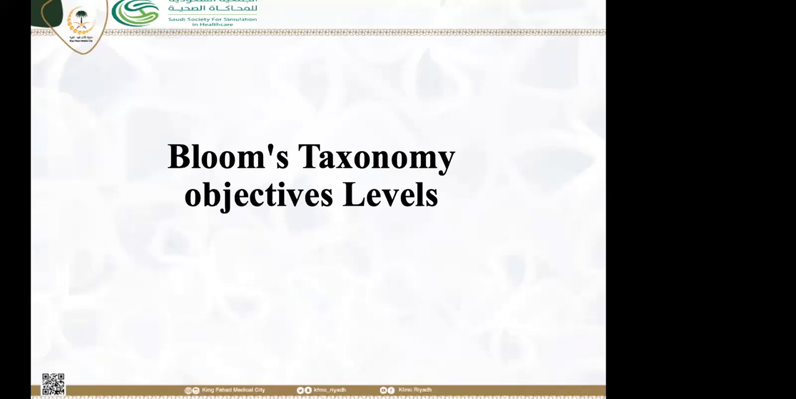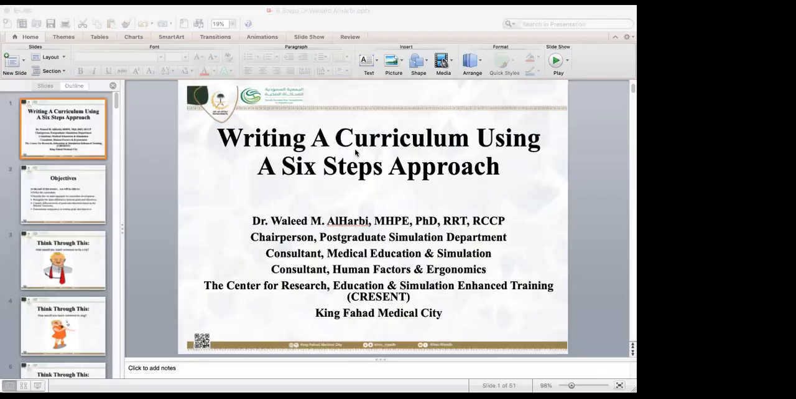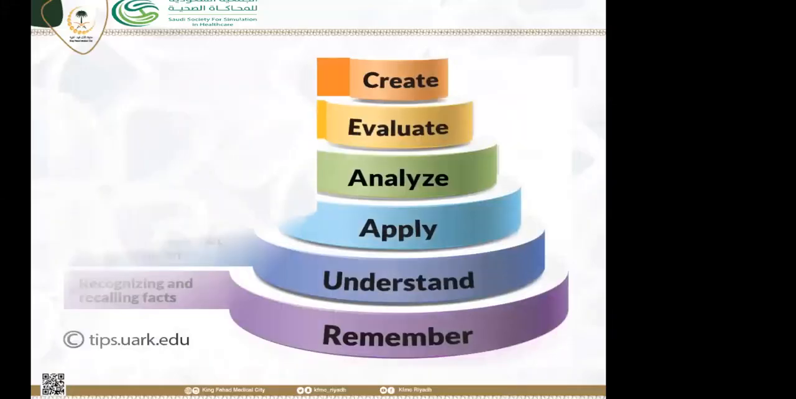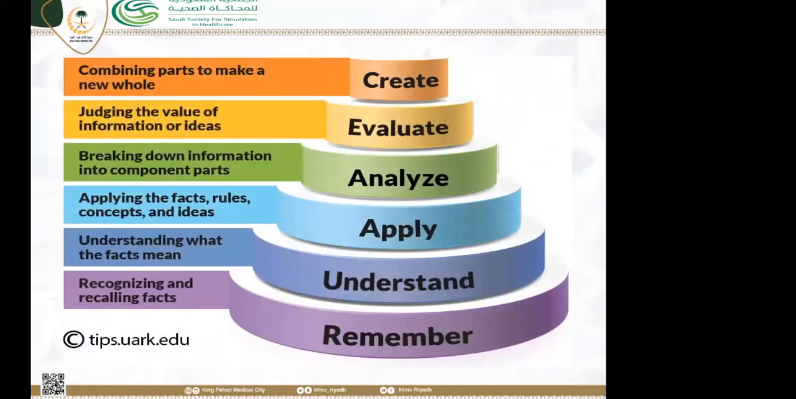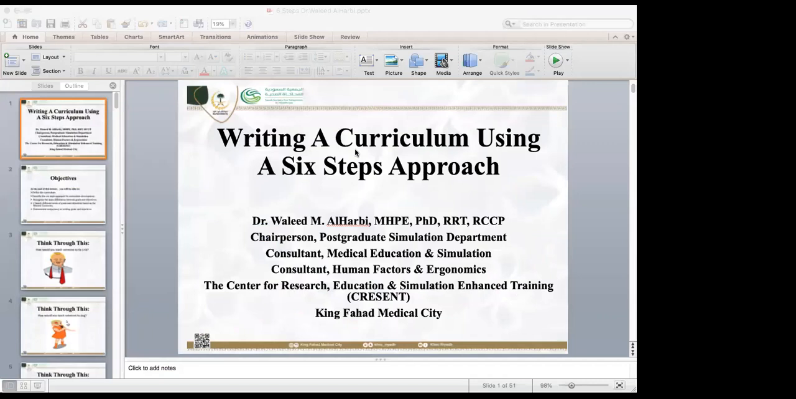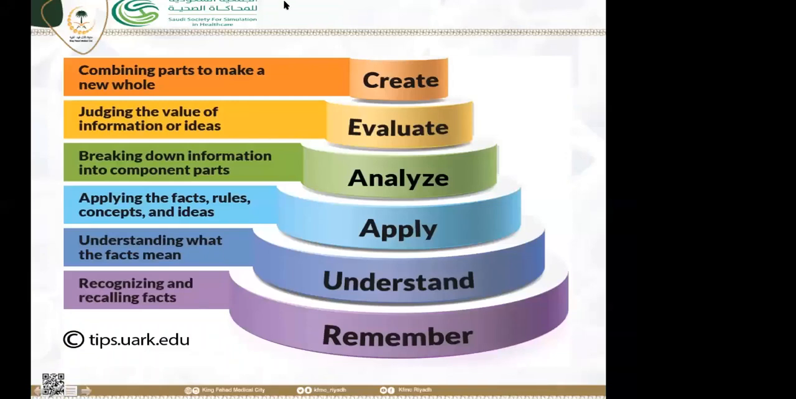Bloom's taxonomy and objective levels. There is a type of objective based on Bloom's taxonomy. Remember, understanding, applying, analyzing, evaluating, and create. So our objectives fall into three domains: cognitive, affective, and psychomotor.